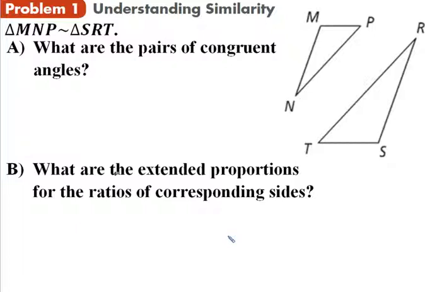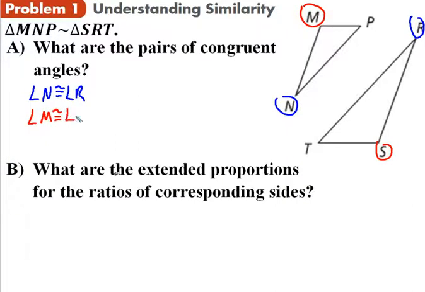All right, our first question is just going to check and see if we understand what's going on with similarity. It says that triangle MNP is similar to triangle SRT. In A, we want to know what are the pairs of congruent angles. Again, in similar polygons, corresponding angles are congruent to each other. So for example, if I look at angle N and angle R, it looks like they're corresponding. I could say that angle N is congruent to angle R. Same thing, M and S look like the bigger angles of these two similar triangles, so we could say angle M is congruent to angle S.